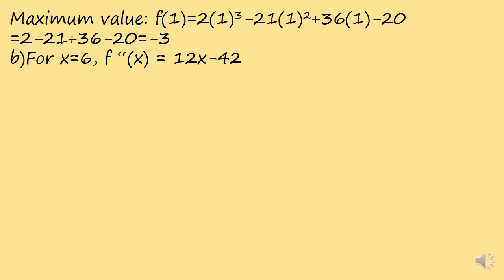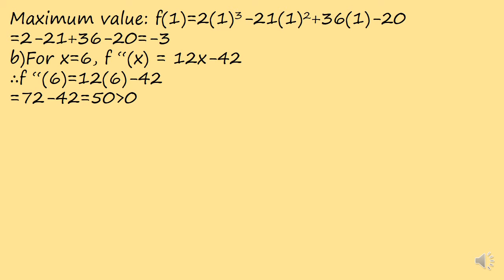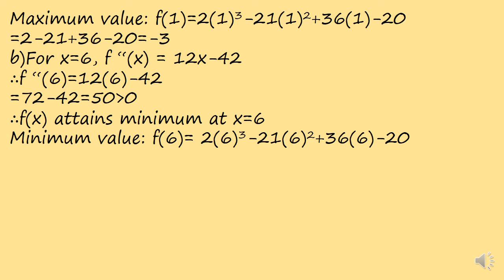Then the b part, that is the other answer for x. We also got x as 6. So again, for x is equal to 6, the second derivative is the same, that is 12x minus 42. This time, by putting x as 6 in the equation, we get the answer as 50. Since 50 is positive, we conclude from the definition that the function attains a minimum at x is equal to 6 and the minimum value comes out to be f(6).